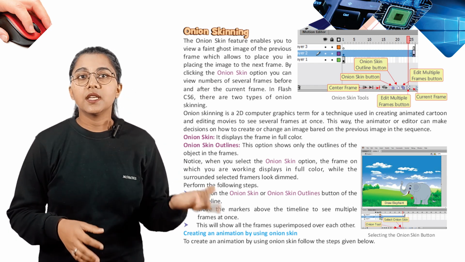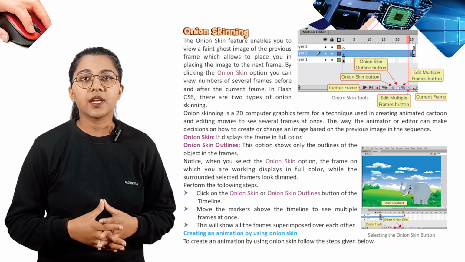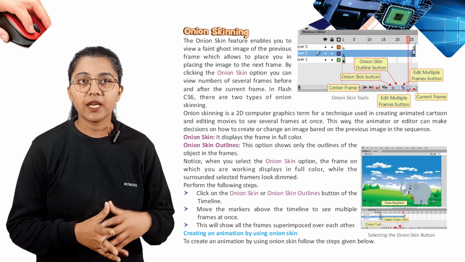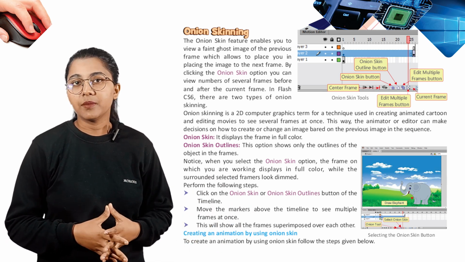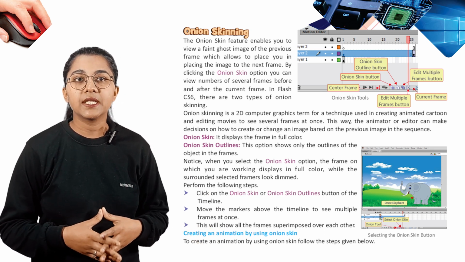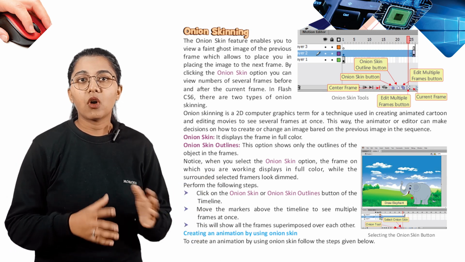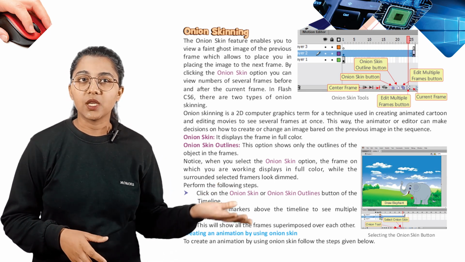Onion skinning is a 2D graphic term for a technique used in creating animated cartoons and editing movies to see several frames at once. This way, the animator or editor can make decisions on how to create or change an image based on the previous image in the sequence.